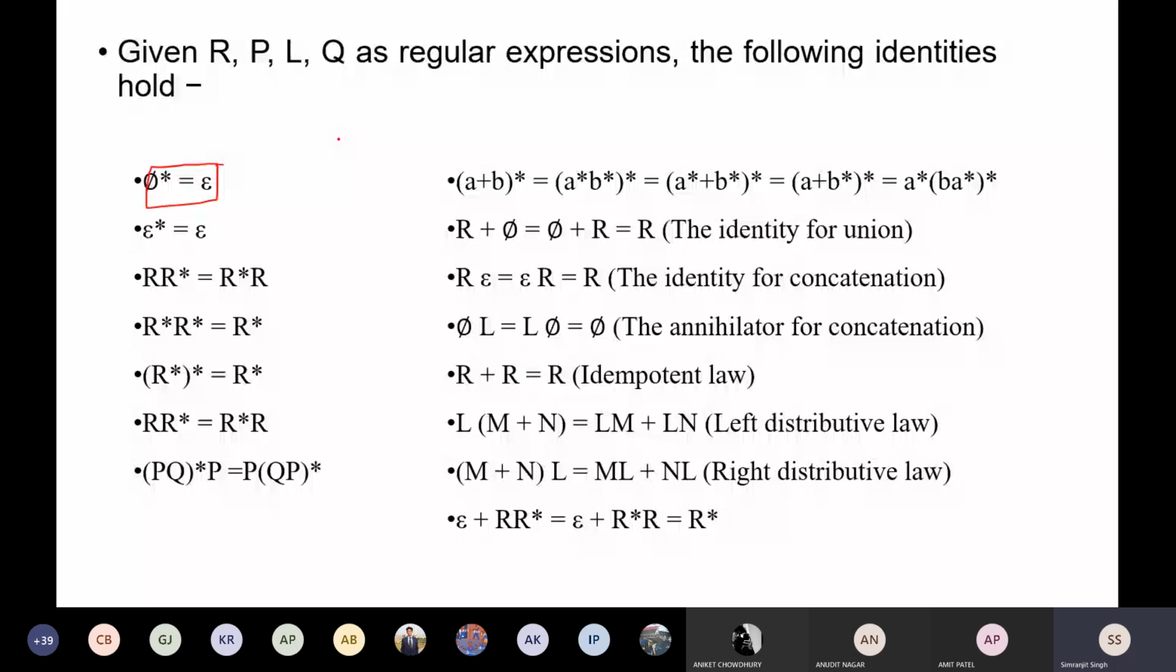Suppose R, P, L and Q are all regular expressions, and the following identities hold. They are like mathematical proofs, so you do not need to go through the proofs here. Just remember them. It is very easy to remember, but if you want to, you can go for the proofs also, to see how they are equal.